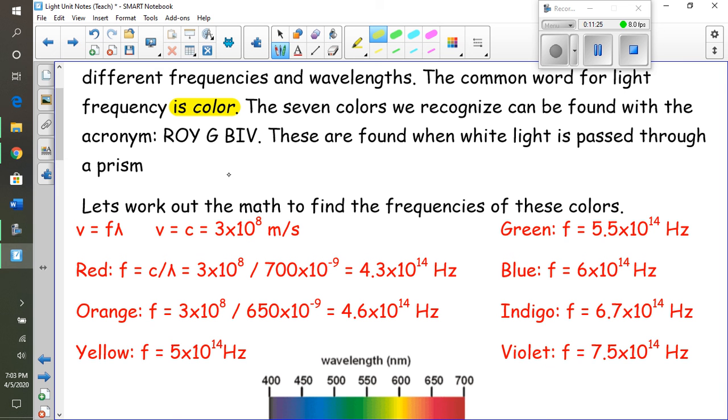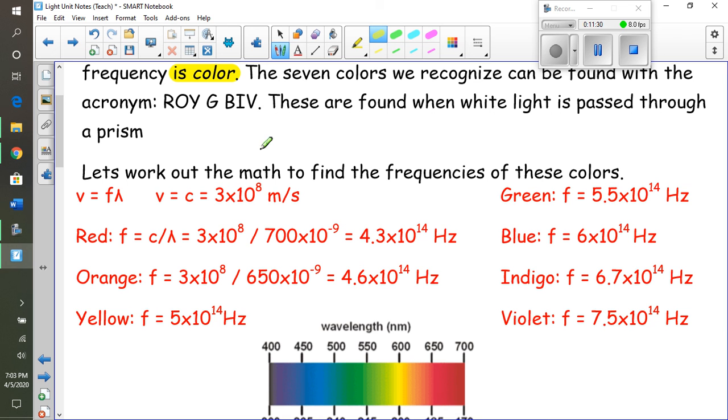And we can see this when you pass a light through a prism. So what we can do is we can take a look at the math. Using our v equals frequency times wavelength, we can substitute the v for c, 3 times 10 to the 8th. So frequency is speed of light divided by wavelength. For each color, we can go through and calculate the frequency. I think that's another CLA assignment I had for you. So here you can see the different frequencies.